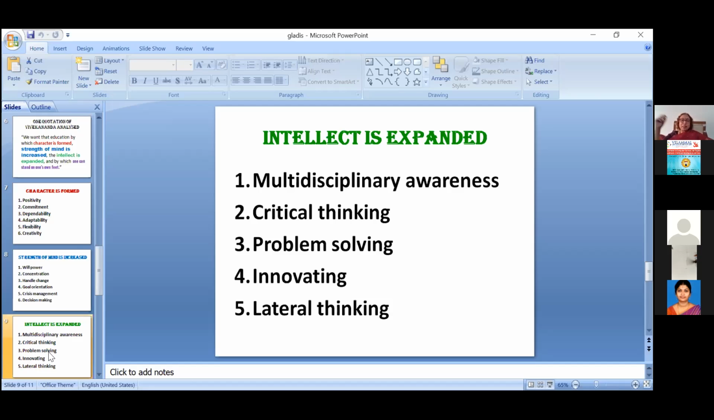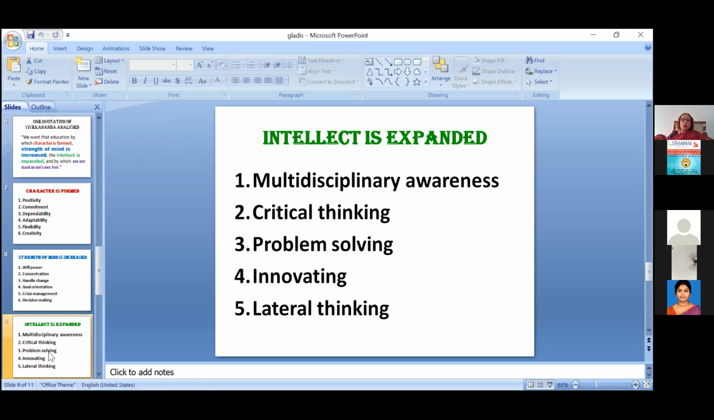Give them something derived from what you have taught, based on what you have taught, but which is not available anywhere. Inference. Like an open book system. The material is all in front of you, but nothing is asked directly from the book. You have to know what is in the book and then write. This is problem solving. Then innovating, thinking about new things. And then, of course, lateral thinking.